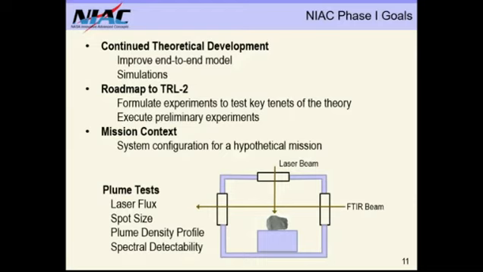So part of the phase 1 goal would be to execute some simple experiments to test the basics of our plume models, and then to try to envision and maybe design some experiments that would work going into phase 2 to try to figure out if the backlighted scenario is going to work well for us. And so another thing that we would like to do then is, in some sort of hypothetical mission context, to specify a system configuration for how this might go.